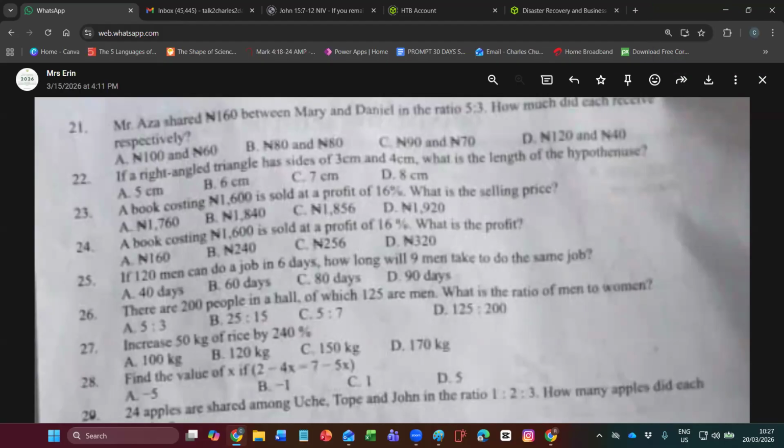Or we can use that formula that Faith was trying to read out for us. Profit over cost price times 100 over 1 equals profit percentage. But that one will mean us first finding the profit. After finding the profit, we will add it to the cost price before we get the selling price. I've given you the two methods. Which one do you want to do?